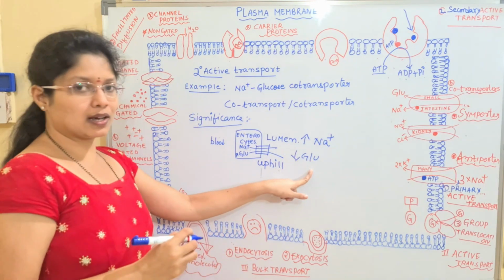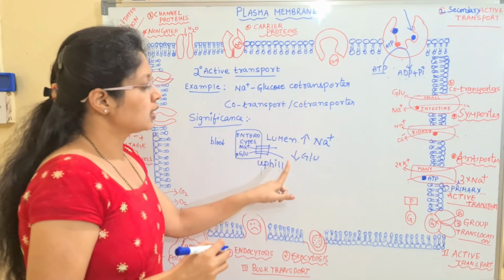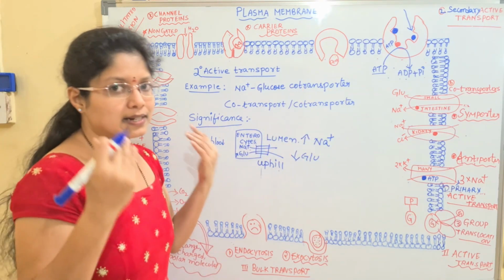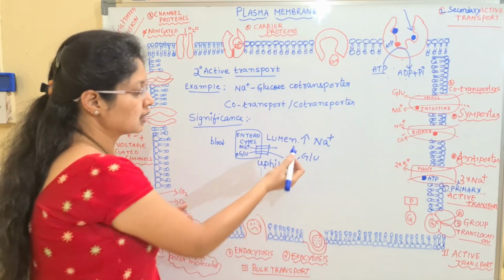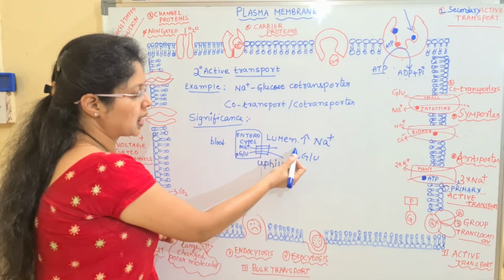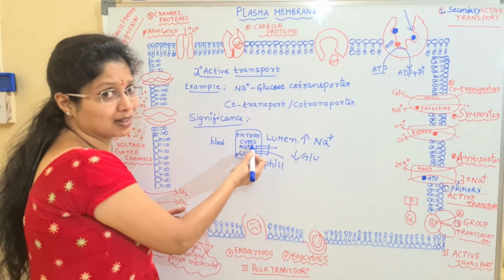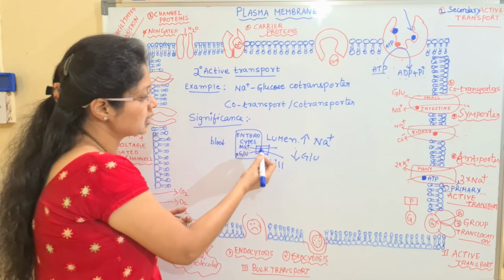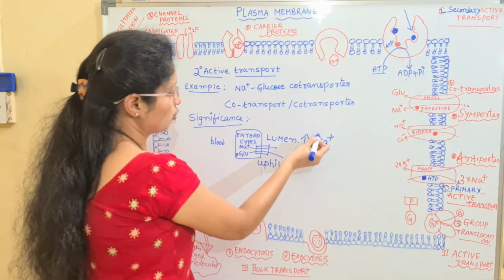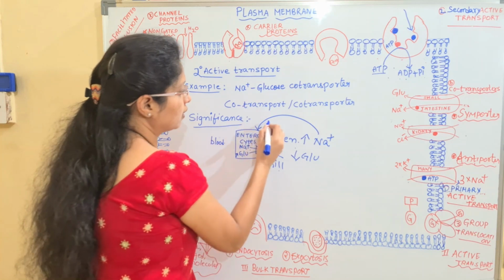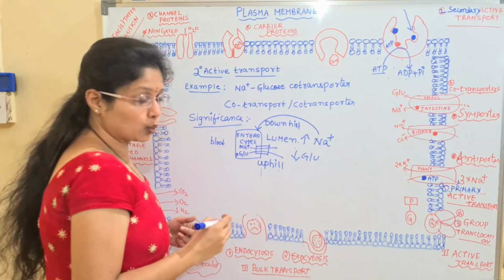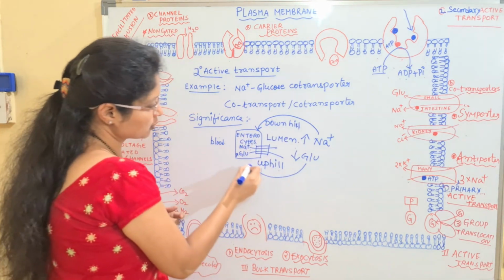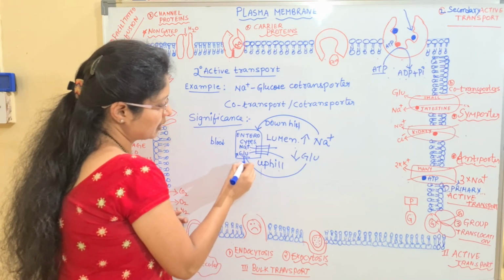So in the extracellular region, the sodium ion is more, and in this case, the glucose, let us say, is less. Then what will happen? The sodium is moving from high to low. It is low in the case of the cell cytoplasm, definitely. So the sodium is moving in a downhill manner, okay? And this glucose is moving in an uphill manner.